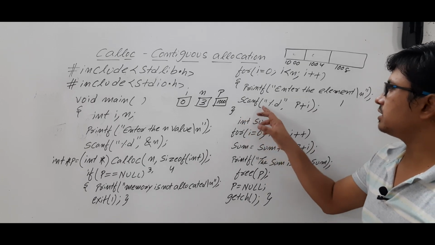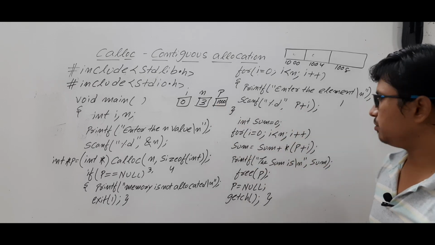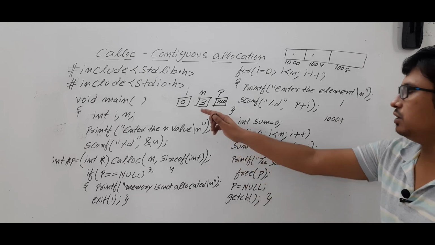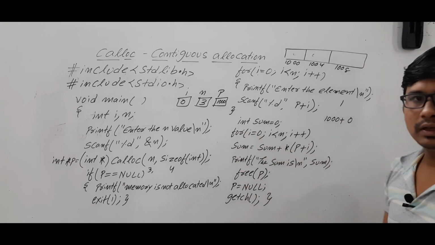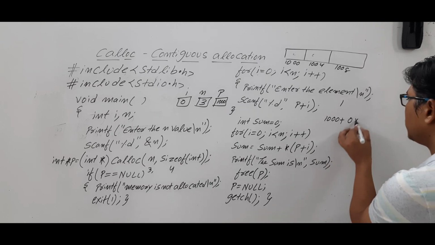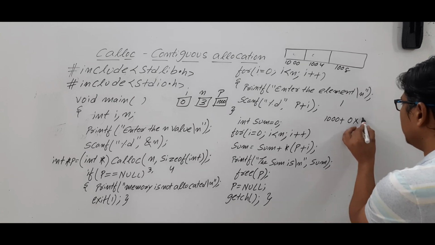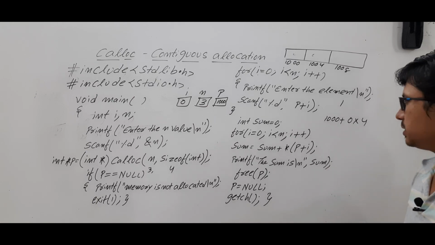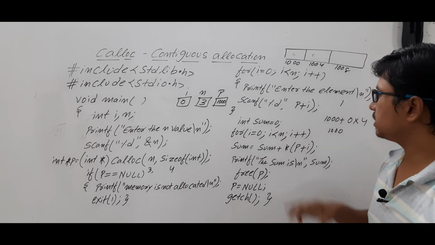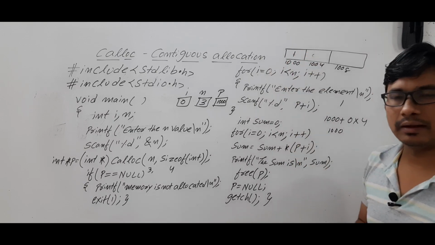Then, you are writing scanf of %d, p plus i. What does p consist of? 1000, which is an address. What is the i value? 0. Okay? As it is an address, you have to multiply this 0 with the size of the variable. As the variable is an int, the size of an int will be 4 bytes in a 32-bit compiler, so this will be 1000. So in the 1000 memory location, you want to store the value 1. So value 1 will be stored here.